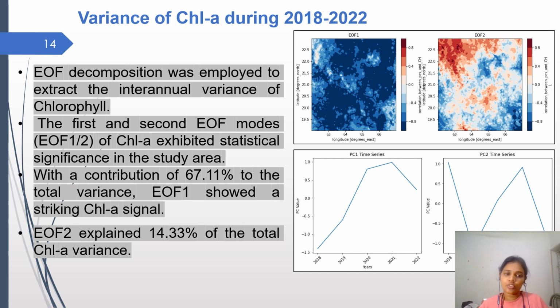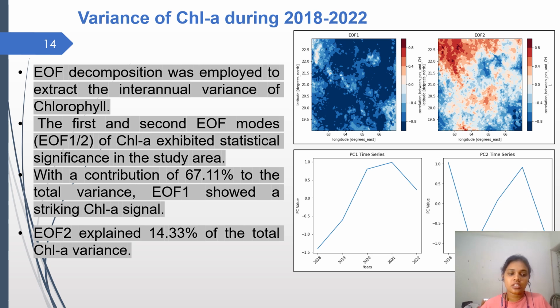This variation of chlorophyll from 2018 to 2022 was further decomposed and analyzed through empirical orthogonal function, which extracts the interannual variance of chlorophyll. We found that A1 has a value of 67.11, which indicates the dominant spatial pattern of chlorophyll in the data, that is the leading mode of variation. Again, A2 was 14.33, which is the second mode of variability.